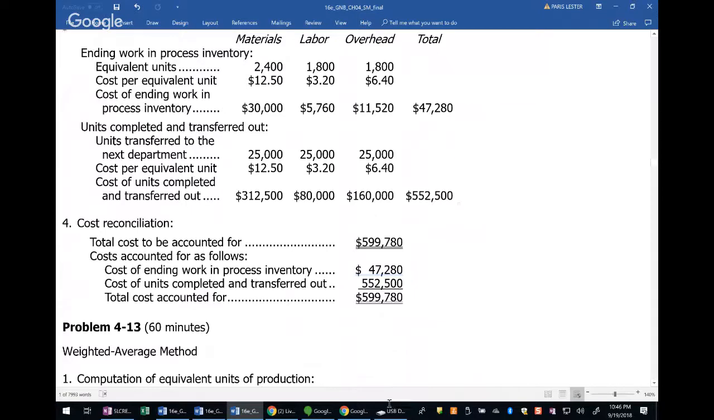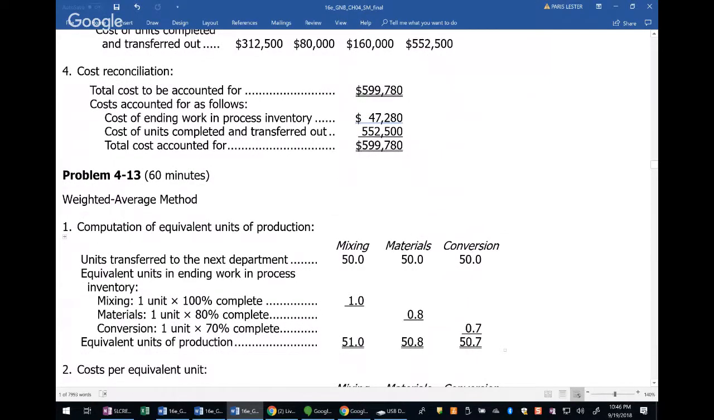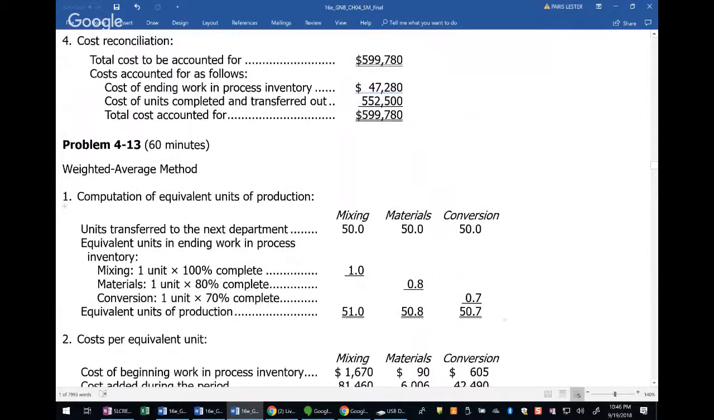Okay. Equivalent units. Units transferred to the next department. Let's see. And inventory, 1 unit times 100% complete for materials. So you got 51 equivalent units for materials. Now, for conversion costs, now that was mixing. Okay. For materials, units transferred is 50. Materials is 1 unit 80% complete. Conversion cost is 1 unit 70% complete. I don't like little numbers like that, you could get lost with them or could confuse you. But this is equivalent units, and that's what's important. Okay.